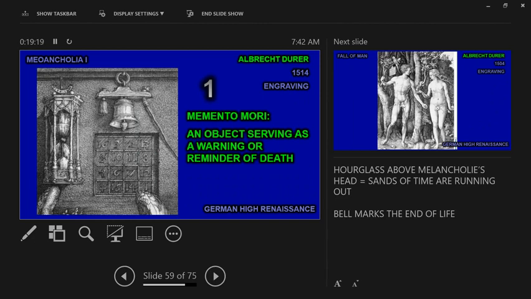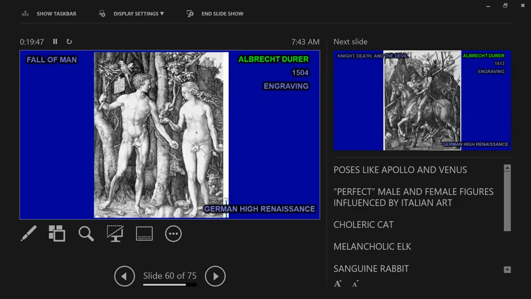And so it's the bell that is the memento mori. The bell, like when somebody dies, the bell rings. And also the hourglass to the left, where the sands of time are constantly running out. If our lifespan is this hourglass filled with sand, each minute that passes by is another grain of sand that falls down, and we never get that back. So there's melancholy.